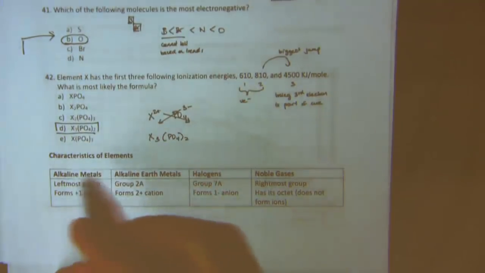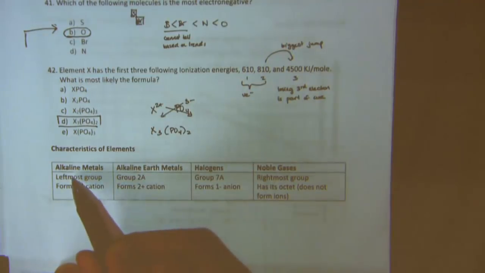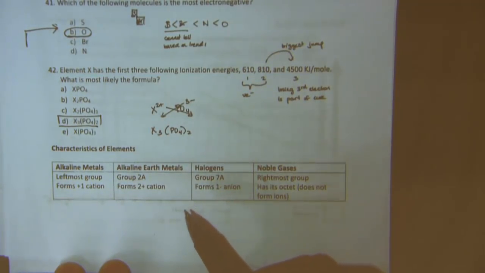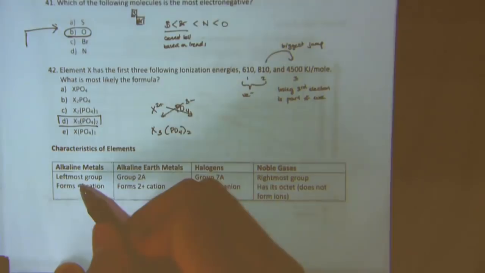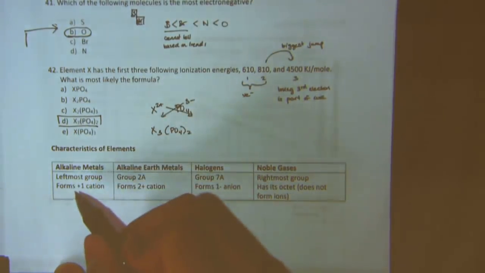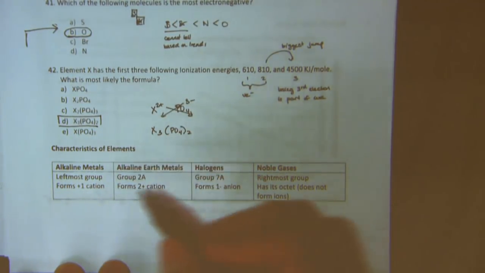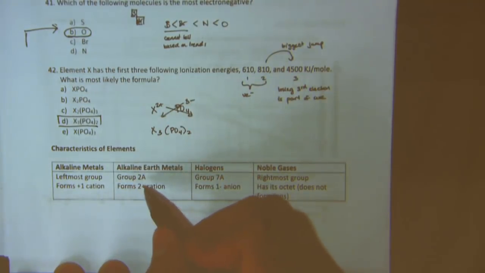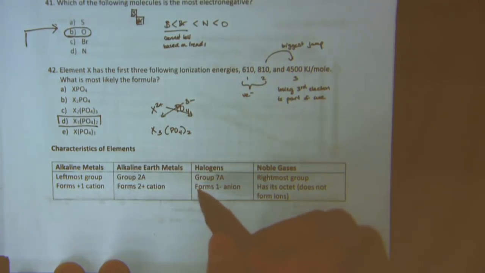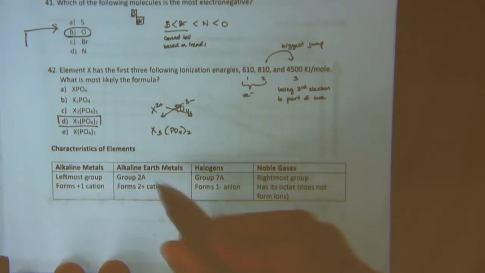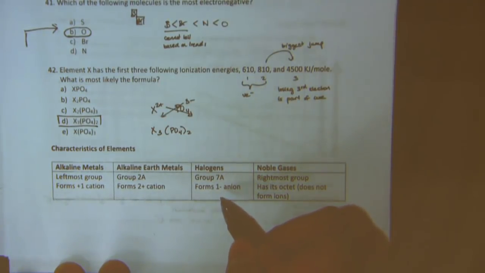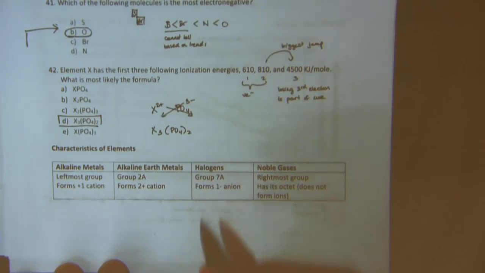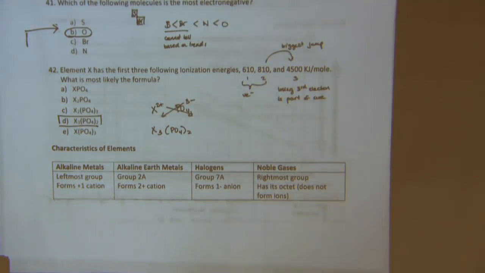Okay. So we have characteristics of elements. These summarize the most important columns in your periodic table. The alkali metals, they're the leftmost group, and they form a positive 1 cation. The next group is our group 2A, which forms a 2+ cation, and then on the other side we have halogens. These are your group 7, and they are going to abstract an electron to become a negatively charged anion, and the noble gases are the rightmost, and they already have a complete octet, so they're not really going to participate in chemical reactions. Okay?